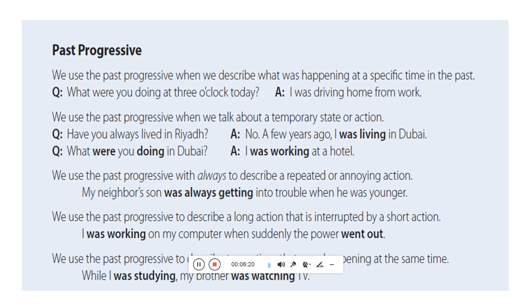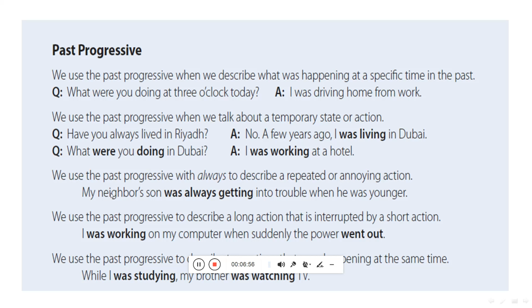We also use the past progressive with always to describe a repeated or annoying action. My neighbor's son was always getting into trouble when he was younger. He was always getting into trouble. We also use the past progressive to describe a long action that is interrupted by a short action. I was working on my computer when suddenly the power went out. Again, I was working on my computer when suddenly the power went out.